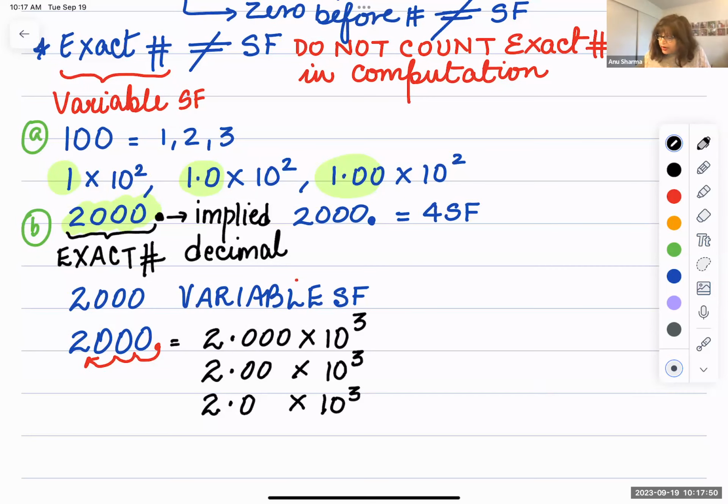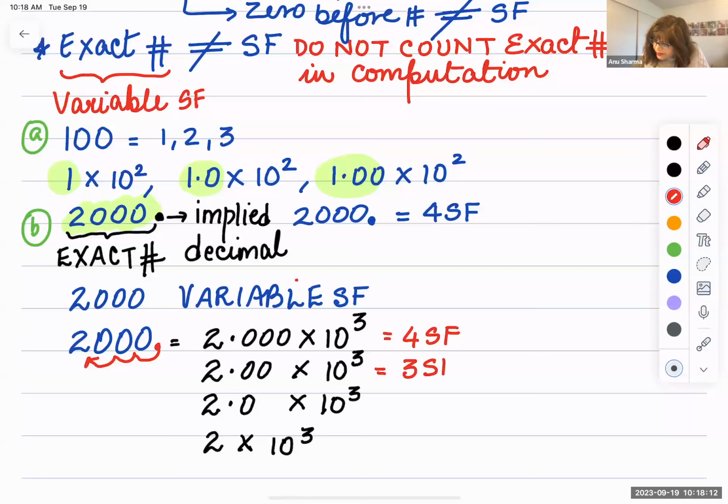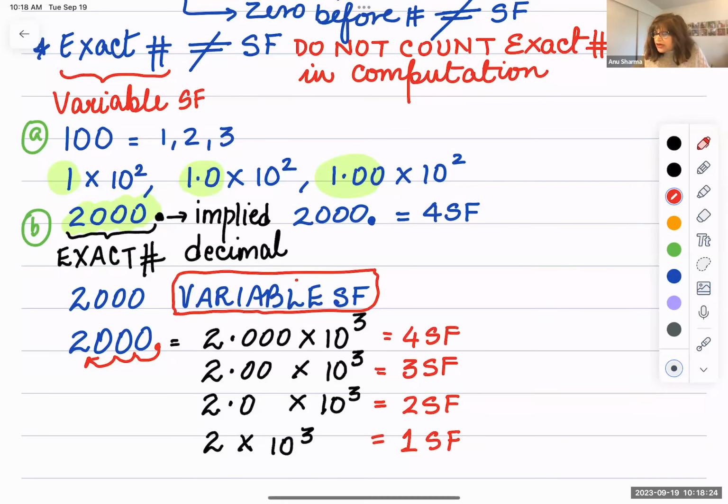Ideally, scientific notation is always one digit, then a decimal, and then the rest. But sometimes you can also write this number like this. So you see all these. In this case, 1, 2, 3, 4, there are 4 significant figures. In this case, there are 3 significant figures. In this case, 2 significant figures. And in this case, there is only 1 significant figure. So you see variable significant figures. This is the reason why we do not count them.